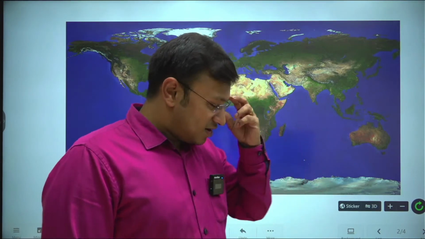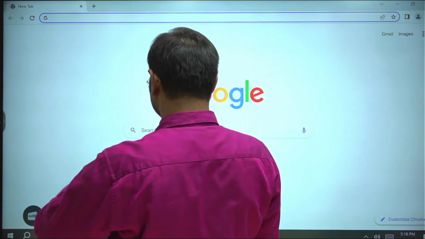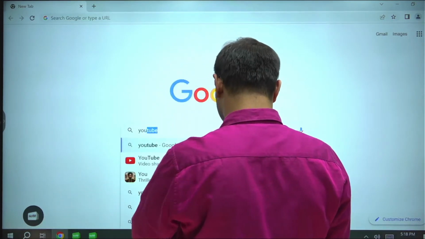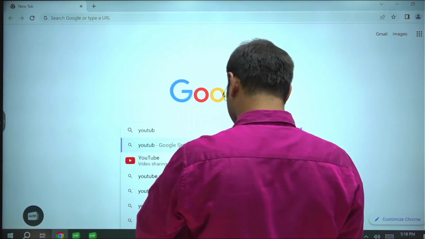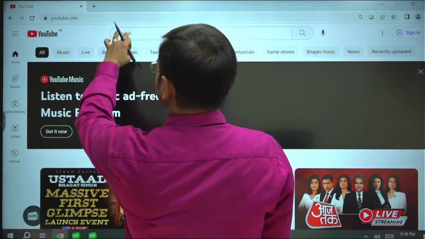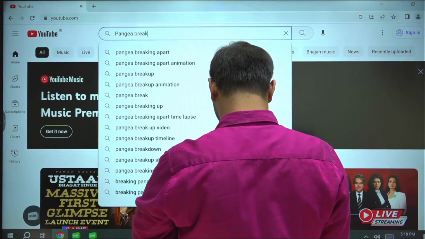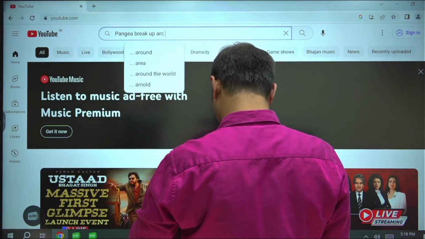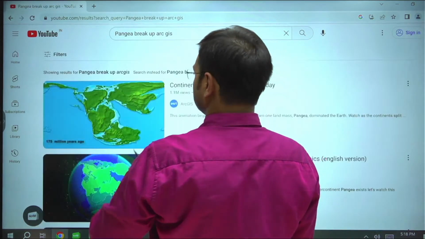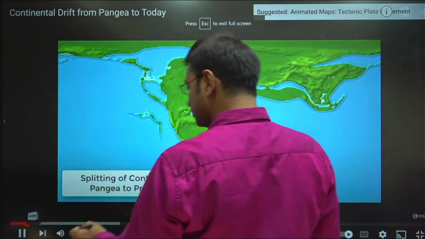So let's now understand the breakup of Pangea, how Pangea breaks apart and how it drifts, and how we have the present day orientation of continents. Let us understand how Pangea breaks apart.